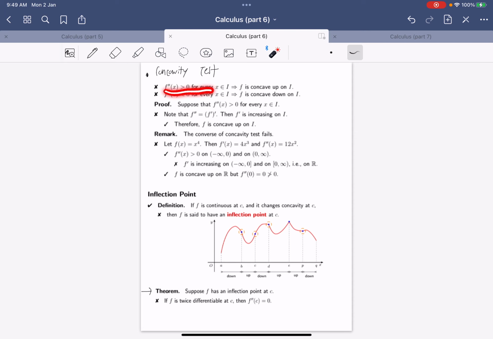And so we can restate the second derivative test: if f double prime is larger than 0, it means that f is concaving up. And if f double prime is less than 0, f is concaving down. And the proof follows here. But again, the converse fails when f double prime is 0. You can read the proof yourself to better understand it, but I hope it's quite intuitive.